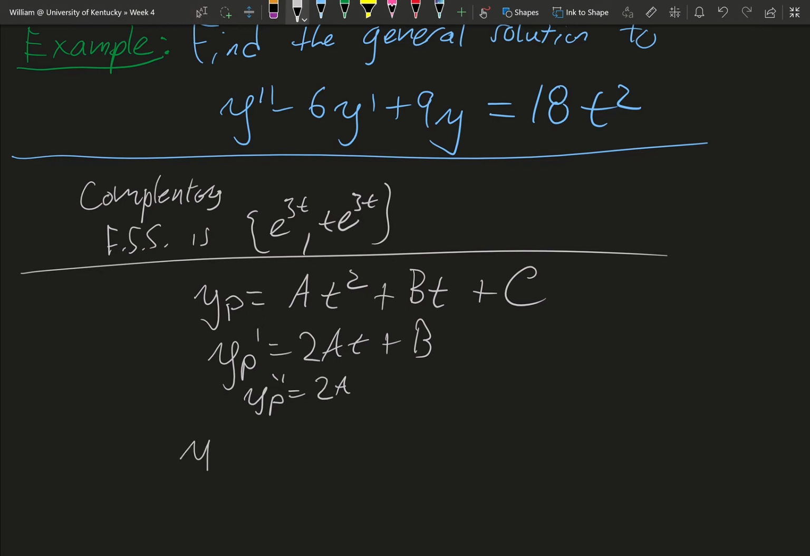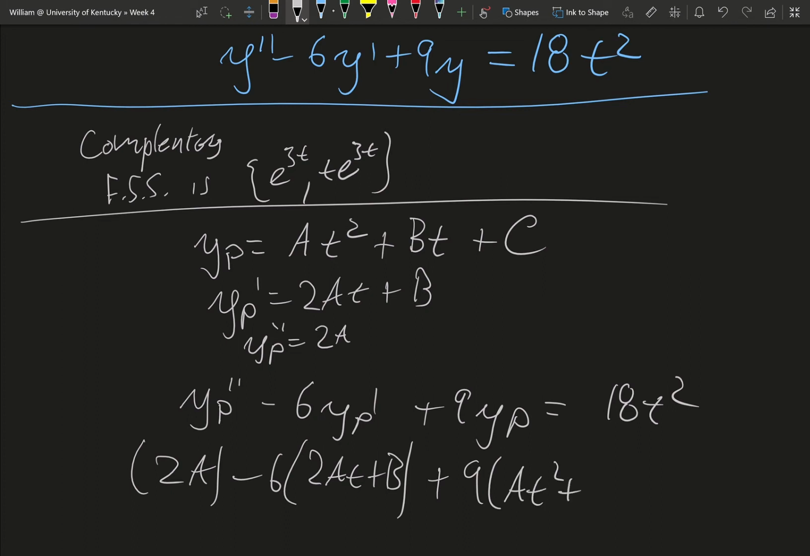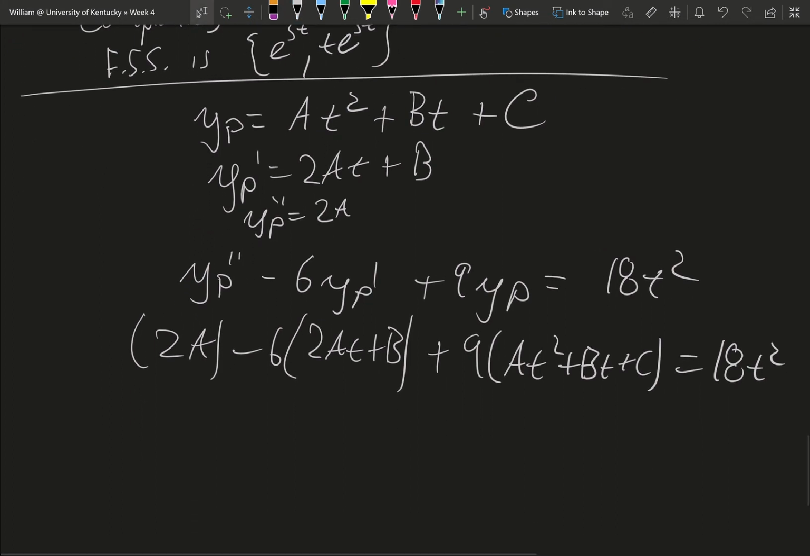So now let's go ahead and plug all of these pieces in. You don't have to show this step, I'm just doing it to make sure where everything's coming from. So this is just going to be 2a minus 6 times yp prime, 2at plus b, and then plus 9 times everything, at squared plus bt plus c. It's a good idea to show this step, but you definitely don't have to rewrite the equation. Just making sure people can follow where every term is coming from.